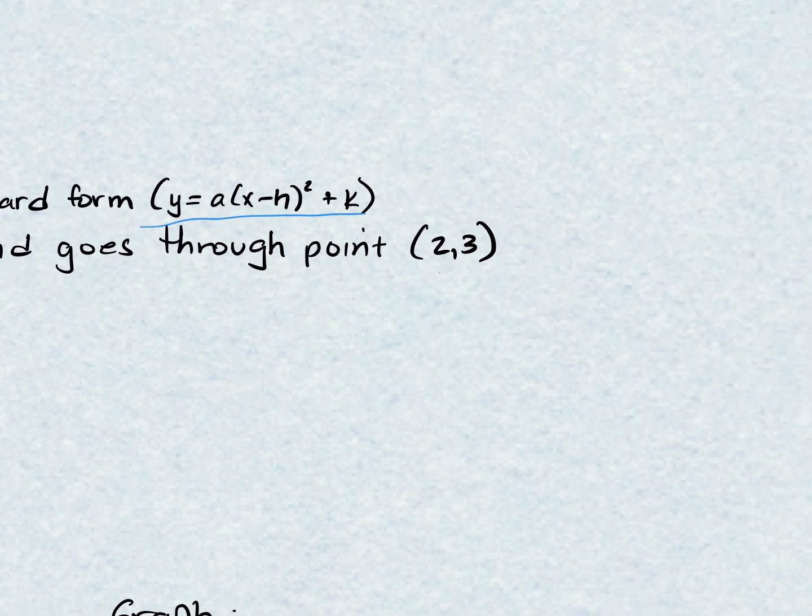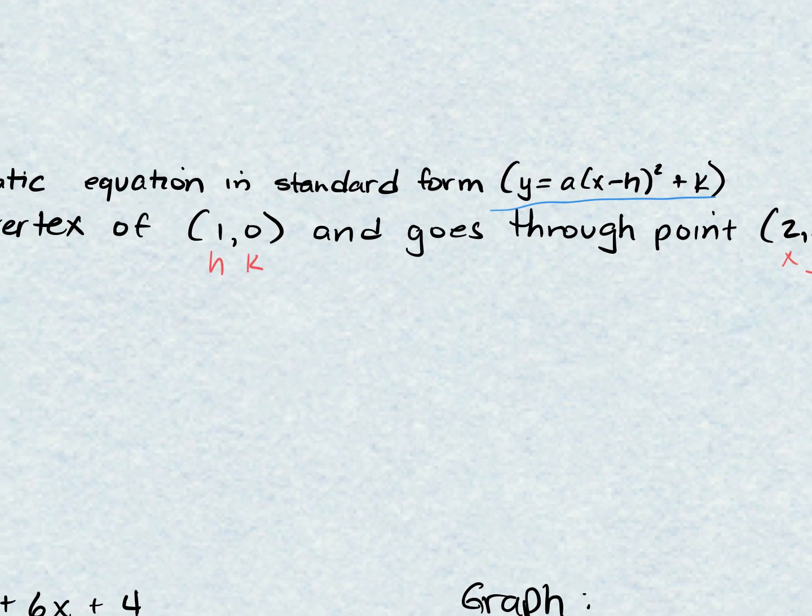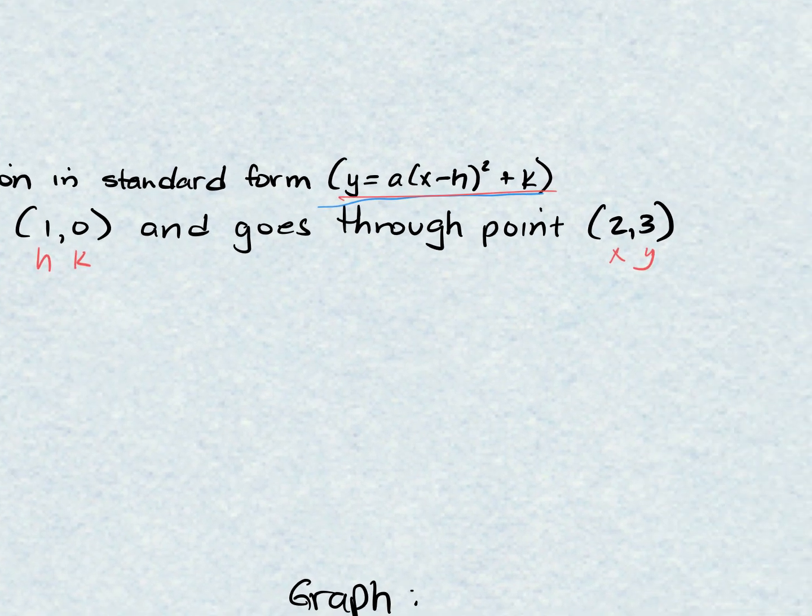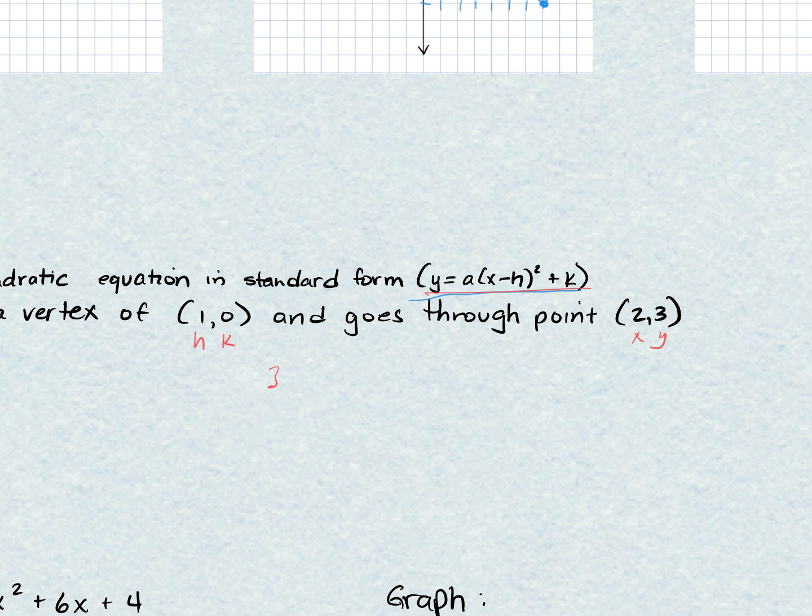And this point we can just label as any arbitrary x and y. Right, so let's go ahead and plug this into our vertex form. We're going to have 3 equals a times, we don't know what a is, right? x is 2, h is 1, squared plus 0 is going to get us 3 equals a times 1 squared, so 3 equals a times 1, which is a.